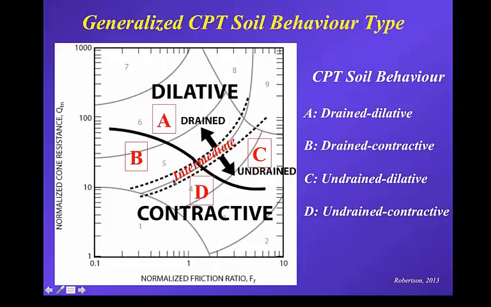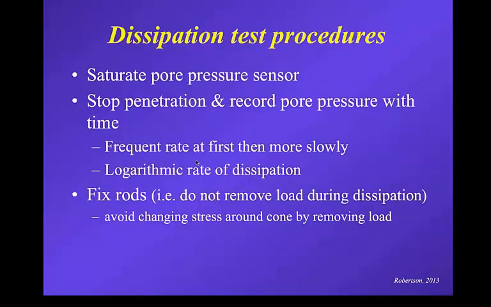And then in the fine-grained soil region, in zone C, it would be predominantly undrained but dilative, and in zone D it would be fine-grained, undrained, and contractive. So you can see that this region D here is where the dissipation tests tend to work their best. So where you've got a contractive soil, you get large excess pore pressures, you won't get too much of an unusual shape out of it, and it will be predominantly drained.